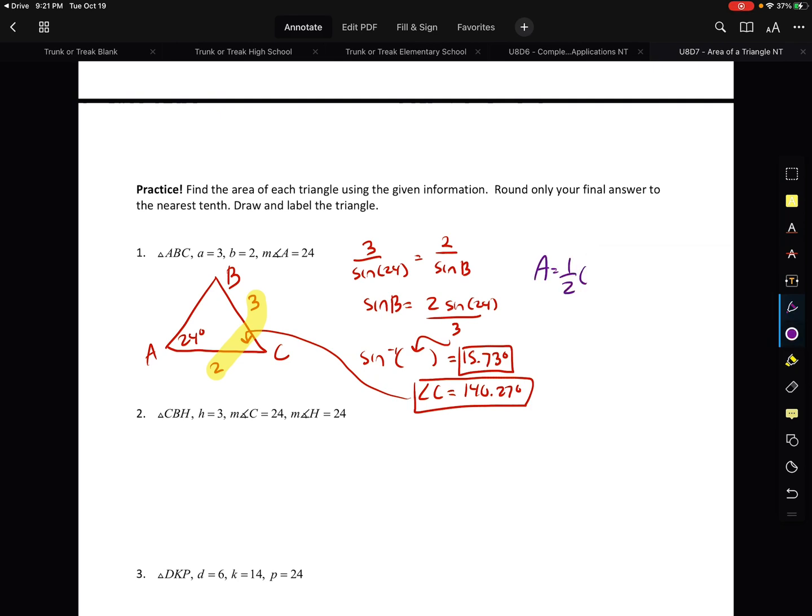So what is our area? 1/2 times 2 times 3 times sine of 140.27. Area equals 1.92 units squared. Super tiny triangle, but whatever. That's what we got.